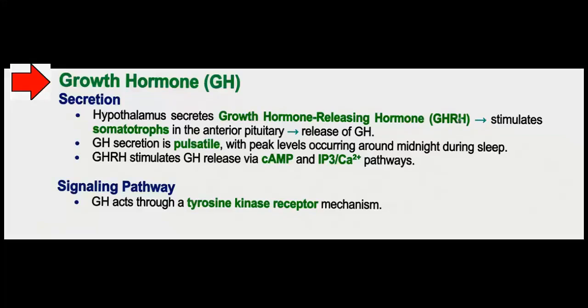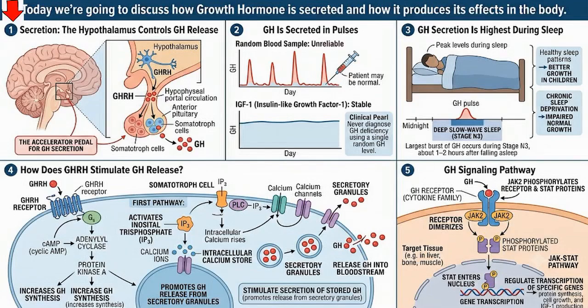Today we're going to discuss how growth hormone is secreted and how it produces its effects in the body. 1. GH secretion. The hypothalamus controls GH release. The pituitary gland does not decide on its own when to release GH. Instead, it receives instructions from the hypothalamus, which is the control center of the endocrine system.